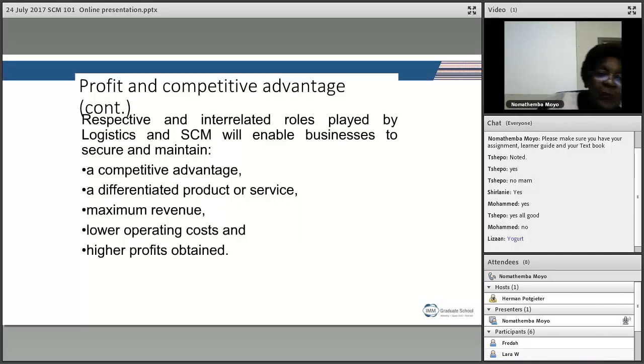The respective and interrelated roles played by logistics and supply chain will enable businesses to secure and maintain a competitive advantage. We are looking at the roles of logistics and supply chain. If these are interrelated and are executed well, they will ensure that the business has a competitive advantage, a differentiated product or service, maximum revenue, lower operating costs, and higher profits, because customers are happy.